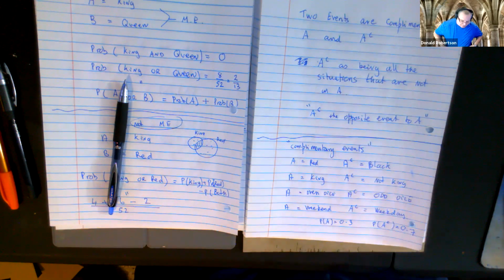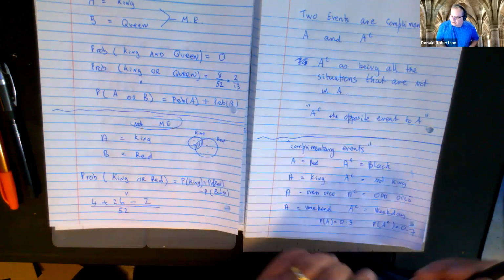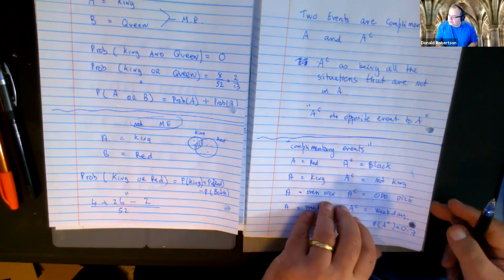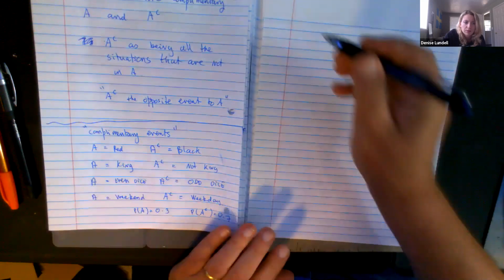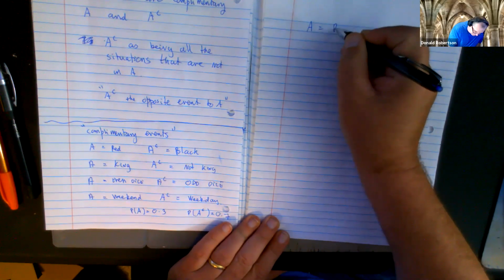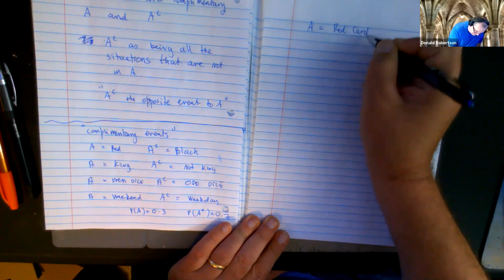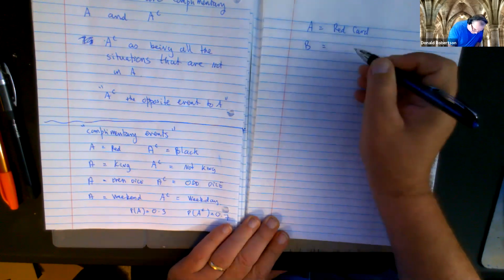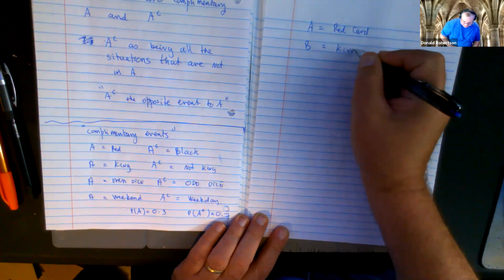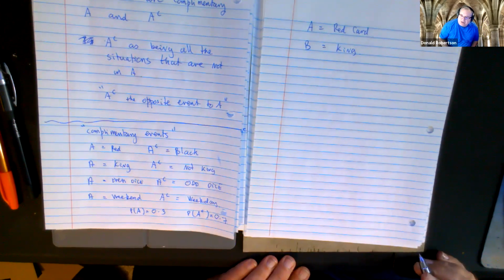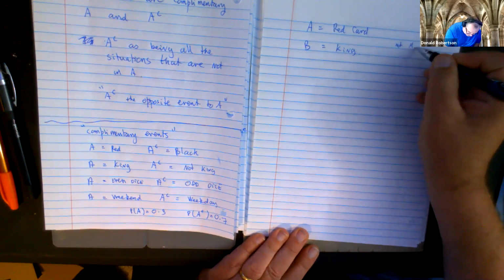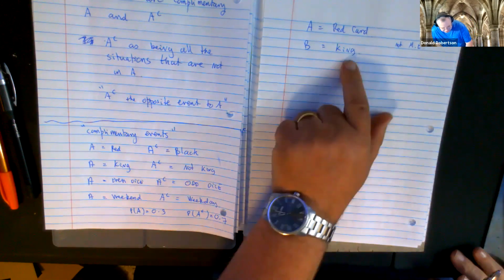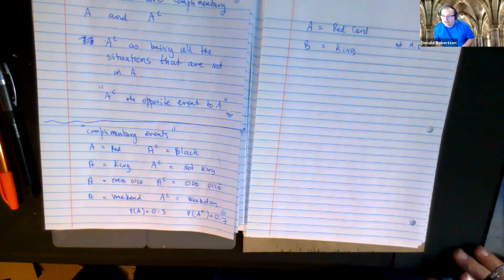But can't you also have independent events that are not mutually exclusive? Yes. Right. I'll show you one. Okay, perfect. A is red cards, and B is getting a king. Now, those two events are not mutually exclusive. Would you agree that there are two kings that are red, right? So we know they're not mutually exclusive, but they are independent events.